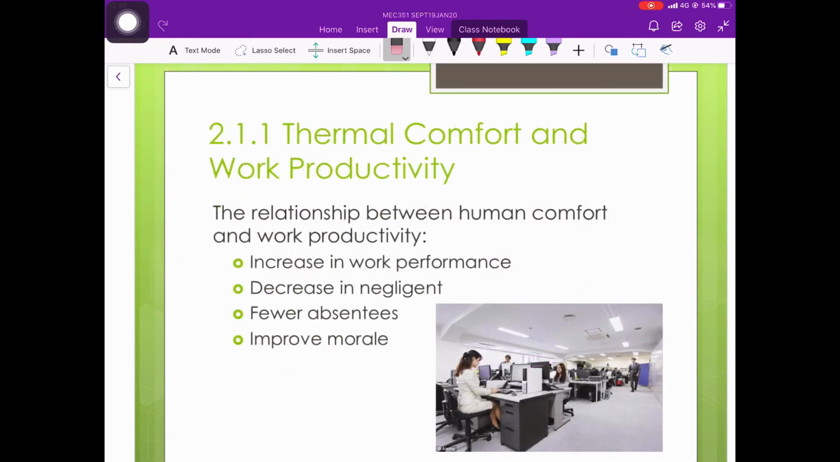This is because thermal comfort can affect the work productivity of the occupants. If the condition reaches thermal comfort, it can increase the work performance. It can decrease the negligence. We are going to have few absentees, and it might improve the morale of the occupants.